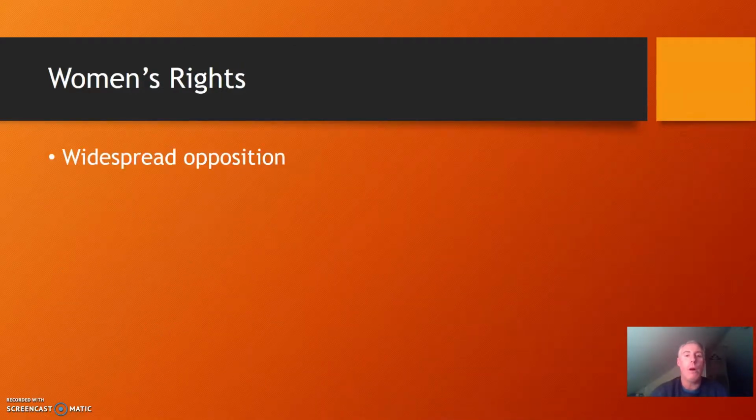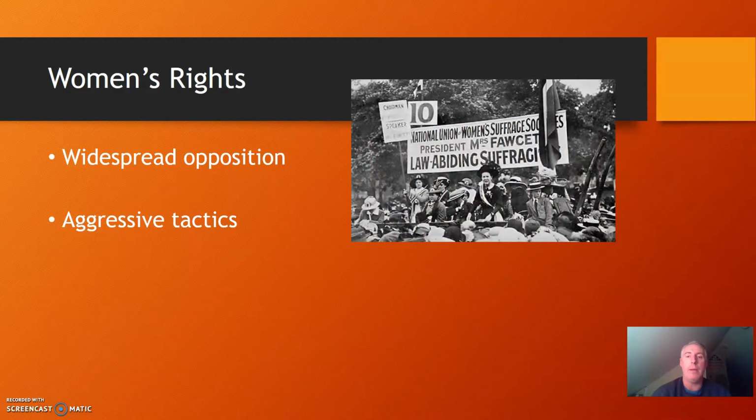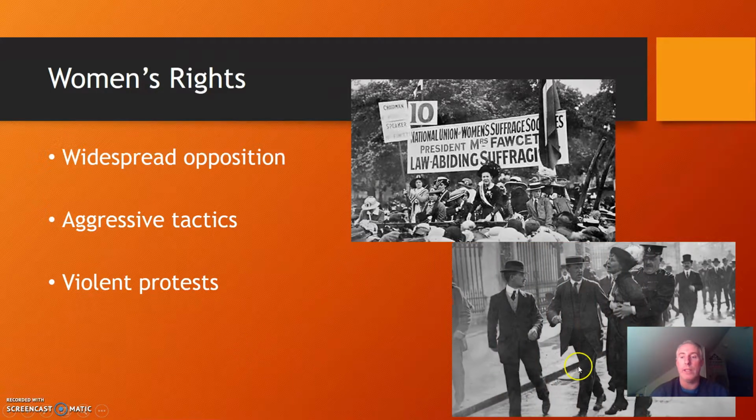This led to more widespread opposition, so this led to more aggressive tactics. Suffragists thought that the only way they could get results was by really being in people's faces. Now, they tried to keep things somewhat peaceful at first with demonstrations and gatherings, but when they didn't work, they sometimes turned to violent protests, such as vandalizing or even destroying voting stations.